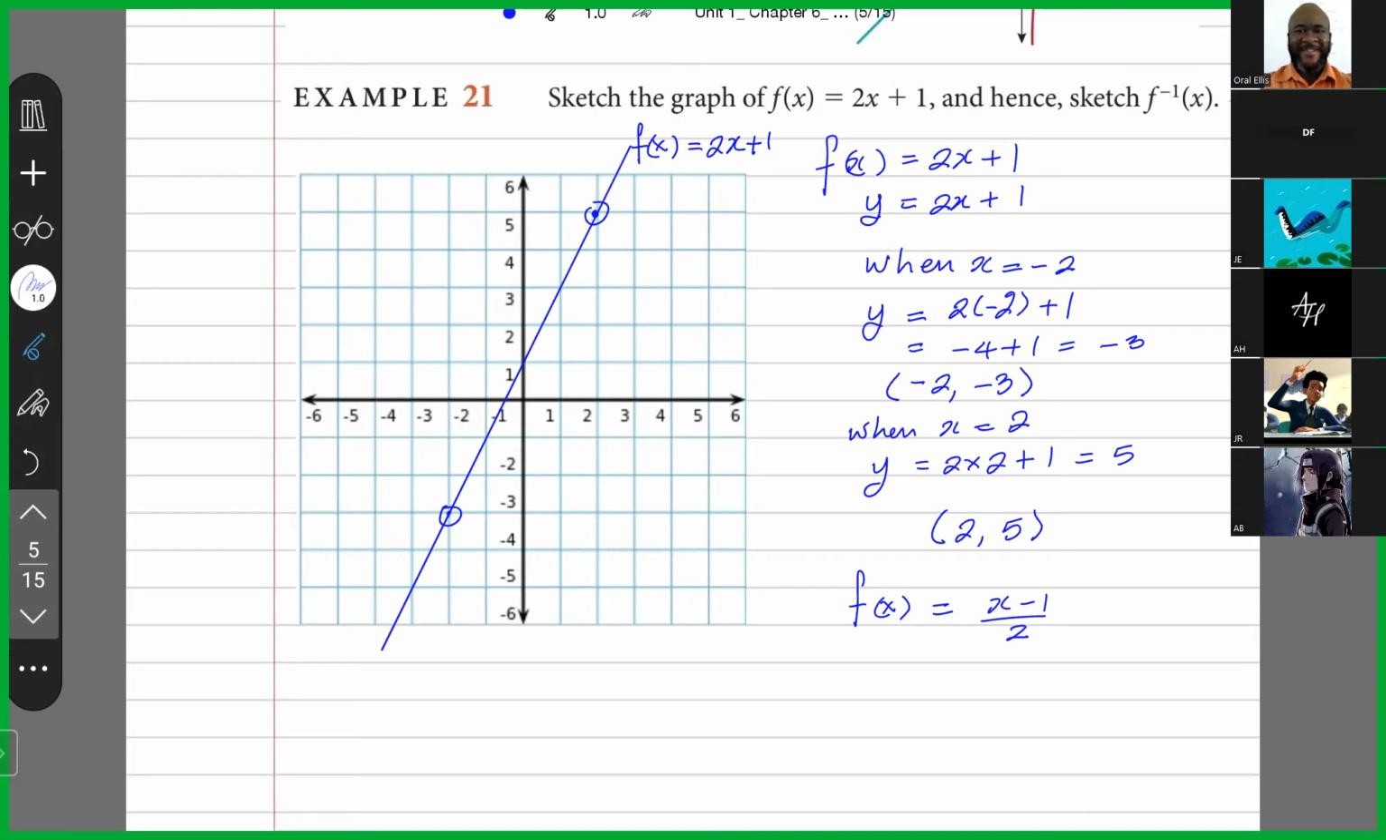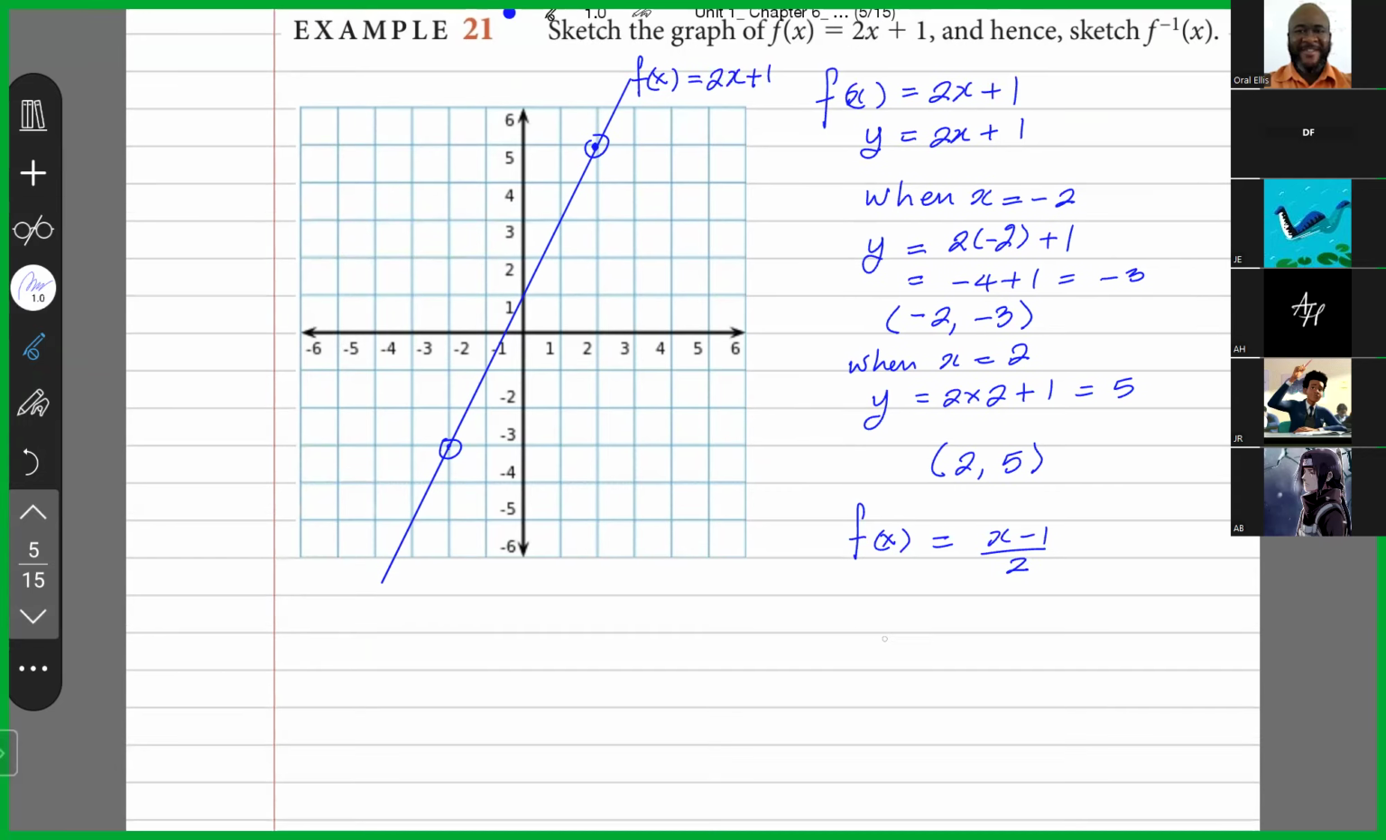You didn't need that. But just remember that if I reflect the point minus 2, minus 3, sorry, let me just make it official a little. So I have points on f of x, and I want points on f inverse of x. So the point minus 2, minus 3 on f of x is going to become the point minus 3, minus 2 on f inverse of x. The x and the y coordinates are going to interchange.